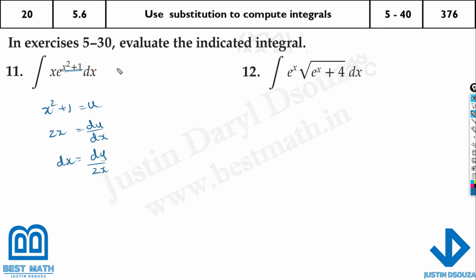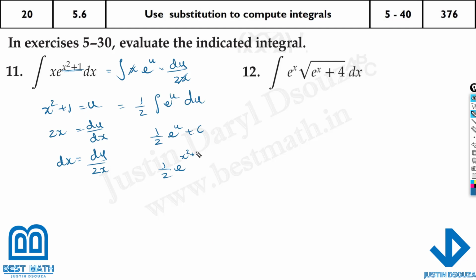Now what happens here? Integral of x remains. E is the same thing but raised to the power u multiplied by du divided by 2x. This x and x cancels. Now everything is in terms of u and numbers. So it's half integration of e^u du. What is the integration of e^u? It's the same thing, isn't it? e^u itself plus c. And here we can write e^u was assumed to be x squared plus 1, plus c. So integration of this is just this. So that is the answer.